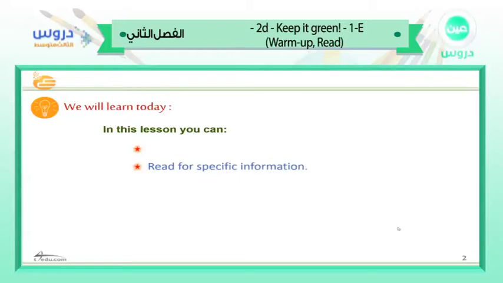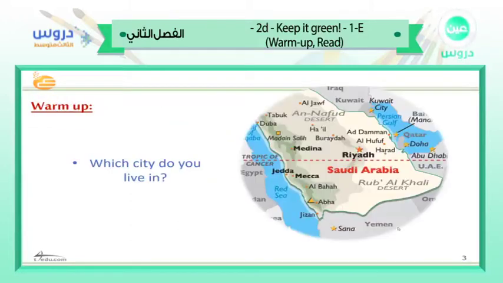We're going to have an article, and then we are going to read it, and we're going to answer some questions. Then we are going to talk about environmental problems. Okay. As a warm-up, which city do you live in?